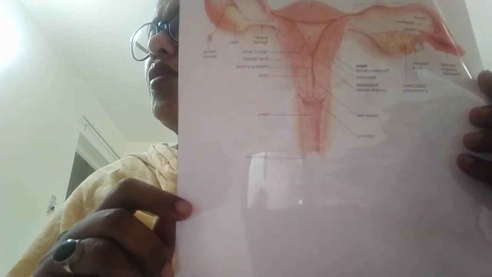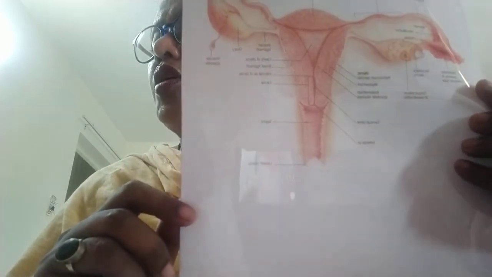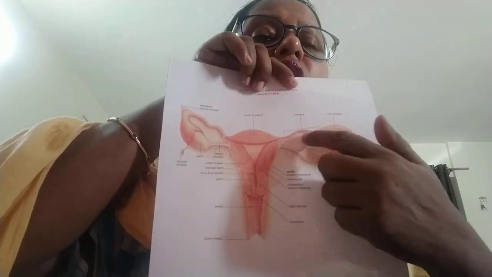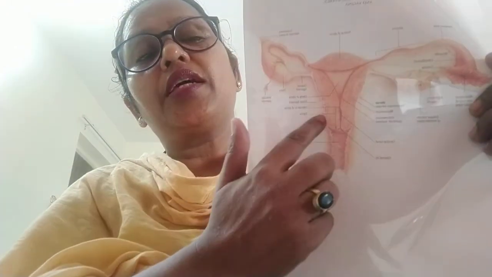The uterus has the fallopian part, the body or corpus, the isthmus and the cervix. The isthmus part is here, between the body and the cervix. This portion is the cervix, and this is the corpus part.